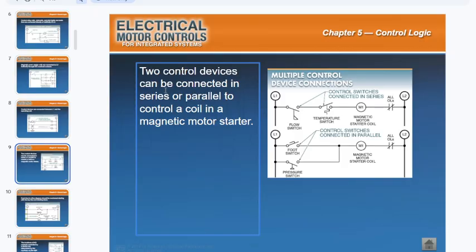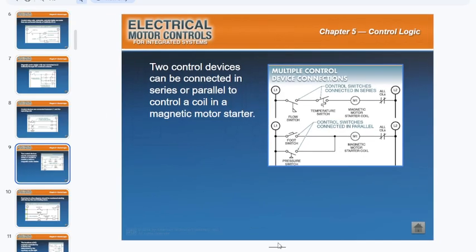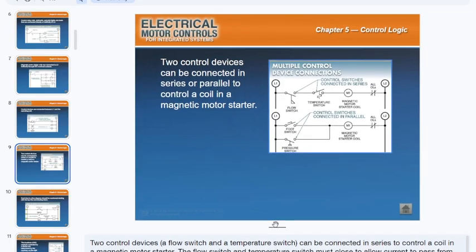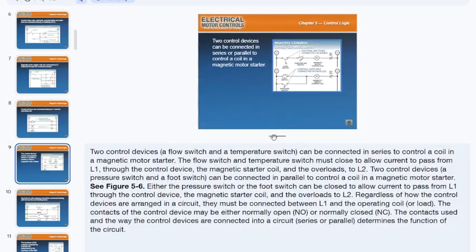That note says 2 control devices can be connected in series or in parallel to control any load. In this particular case, they're saying to control a coil in the magnetic motor starter, but you can do this for any load. It can be a solenoid instead of a magnetic motor starter here. It can be a relay. It can be anything. So I can put things in series or I can put things in parallel. However, there's something you have to consider when you put things in series and when you put things in parallel. So let's head over to the paragraph here and break that down.